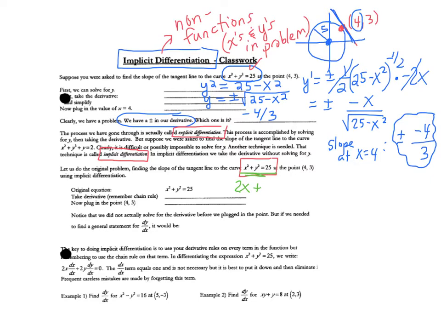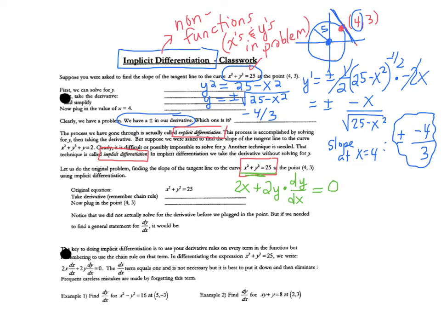Now for the y term, this is where it gets a little bit tricky. The derivative of y squared is 2y, and we say that we're going to tack on a dy/dx. So it looks like multiplication. We're taking a derivative of y with respect to x. Then I'm going to carry along my equal sign. The derivative of 25 is 0.